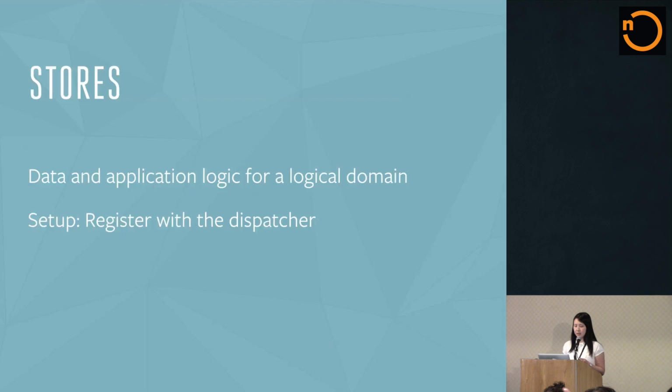So I'll explain a little bit about what that means. But the very beginning is that it will set up to register with a dispatcher. In our system, a dispatcher is just a pub sub system. You give it some set of actions, and it distributes that to all of the stores that are registered to listen to it.